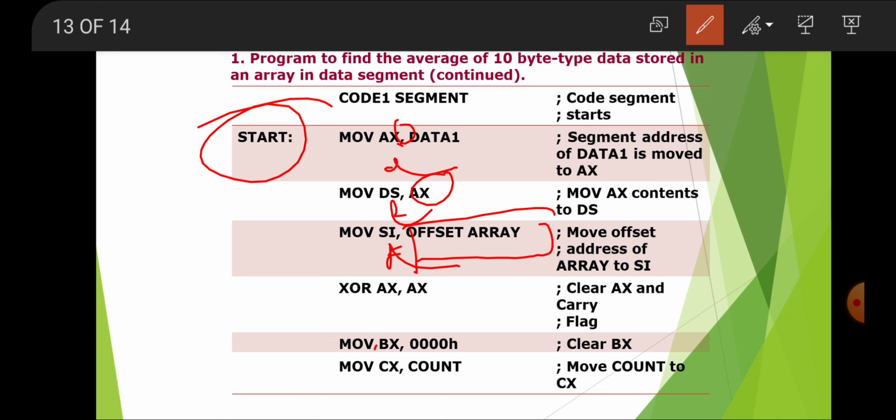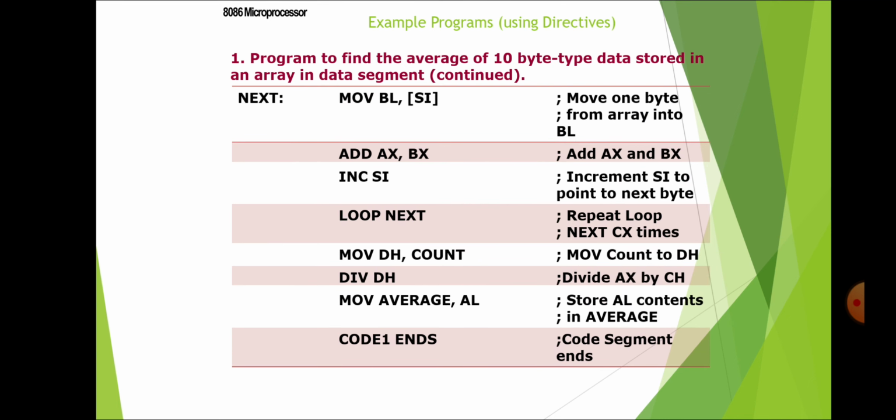Suppose db0, db1, db2: db0 has some address that can be moved into si. Now XOR ax, ax, so clear ax. If you do the XOR, all the bits will become 0, so it acts as a clear. Then mov bx, 00h, so bx is also cleared. And mov cx, count: move the count into cx, so here you will get the total count.